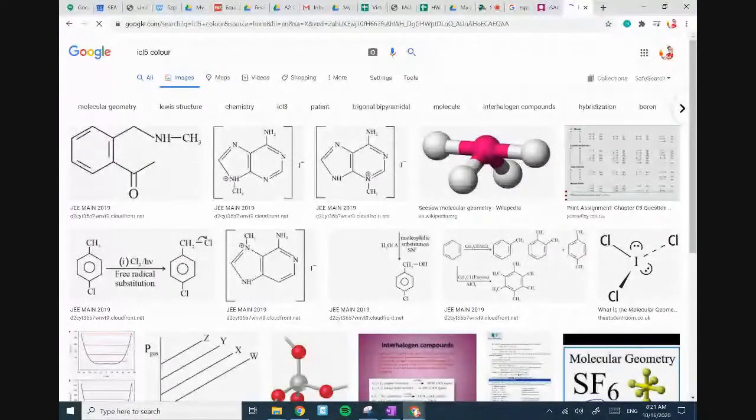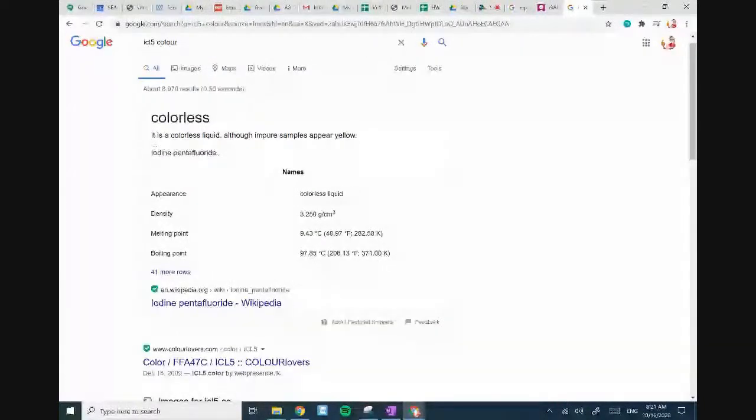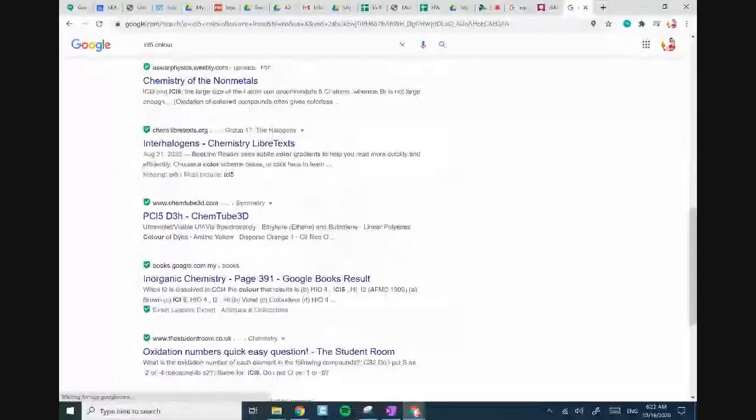Gonna give up in a minute. Oh, colorless liquid. Iodine. Oh, that's pentafluoride. Why is it giving me something which I'm clearly not asking about? Stupid internet. I'm pretty sure it's a yellow solid. Pretty sure.